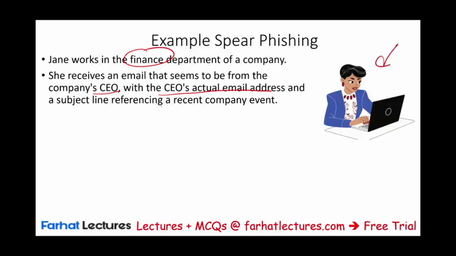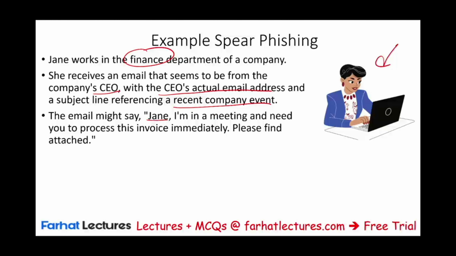And a subject line referencing a recent company event. Well, wow, a recent company event. And the email says, Jane, I'm in a meeting and need you to process the invoice immediately. Please find attached. You also know that the CEO at this time is in a meeting, for example for the whole day. And Jane would say, well, yes, the CEO is in a meeting, it's a legitimate email, and I do process invoices. I'm going to open this invoice. Everything looks legitimate. But the person is targeting Jane because they know that's what she does.